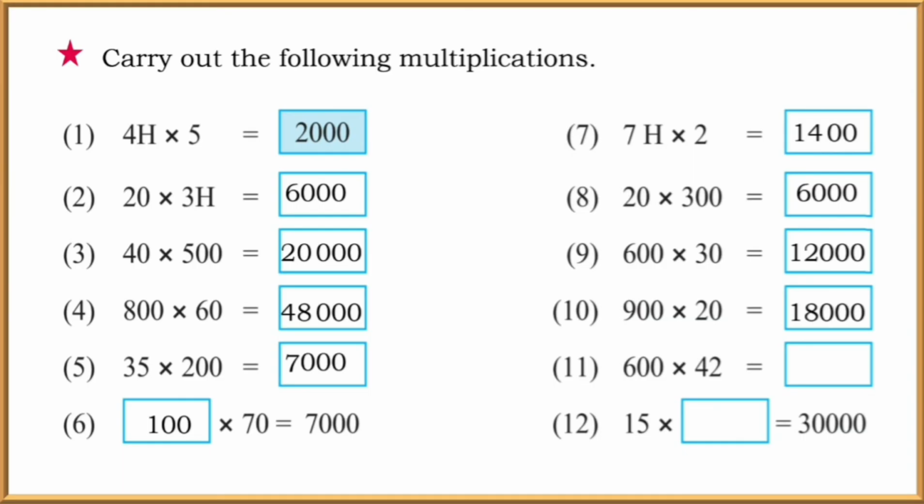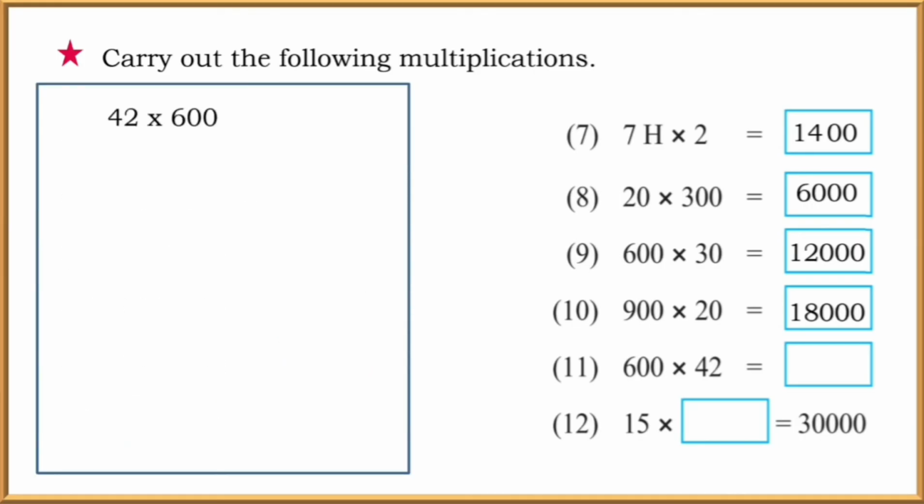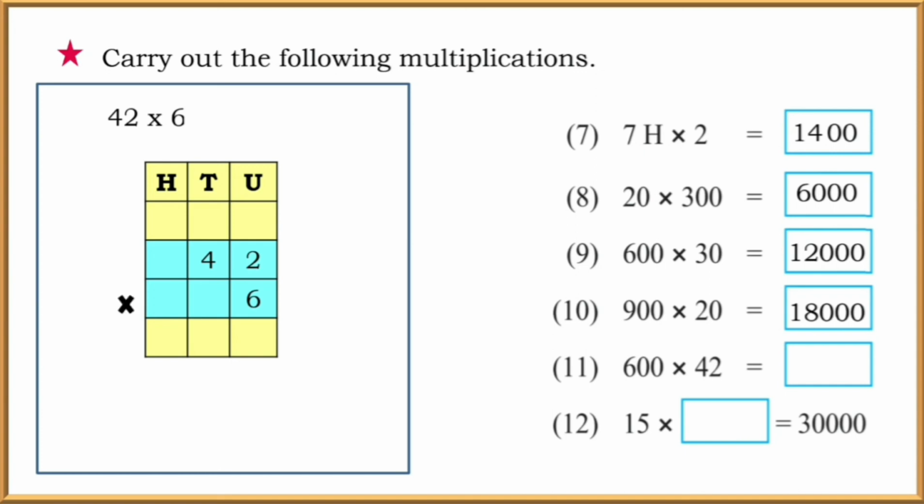Now 600 multiply by 42. Let's do this multiplication vertically. So 42 multiplied by 600. Now let us keep these two zeros in our mind and multiply 42 by 6. So 6 twos are 12. So we will write 2 in the units place. 1 will go in the tens place. Now 6 fours are 24 and 1, 25. So 42 multiplied by 6 is equal to 252. But our question is 42 multiplied by 600.